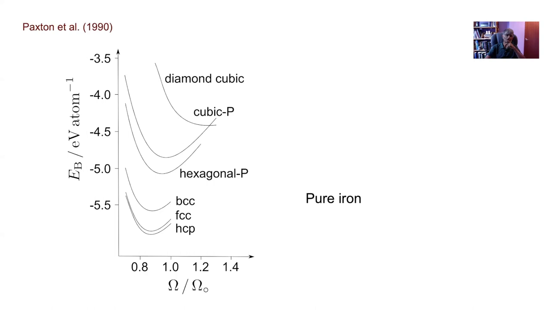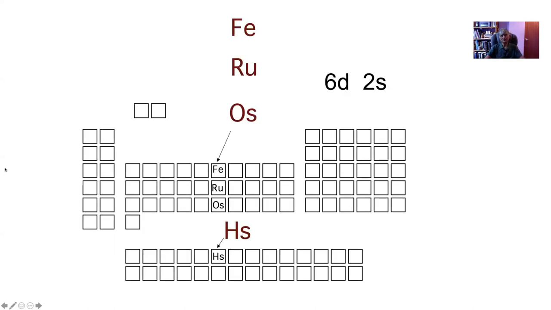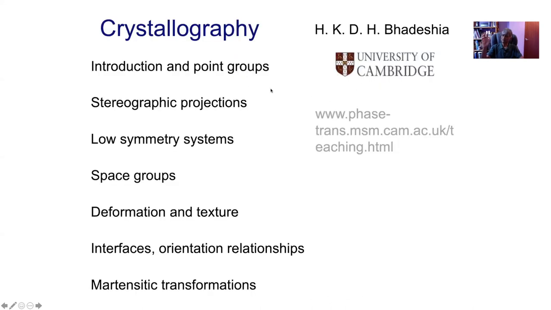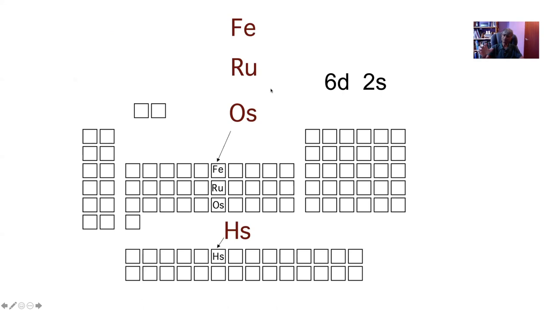Now, there is a consequence of this. So these elements, iron, ruthenium, and osmium, are all iron analogs in the sense that their outer electron shells have similar electronic arrangements. Therefore, chemically, they behave similarly. Right? But ruthenium and osmium do not have ferromagnetism. So whereas iron is body-centered cubic, ruthenium and osmium are hexagonal.